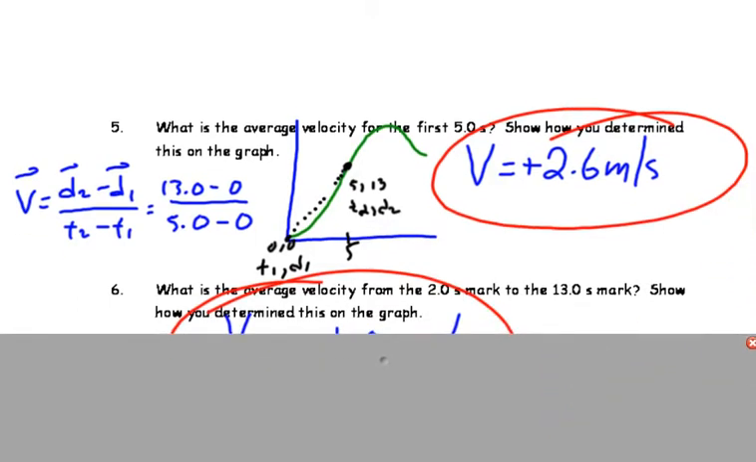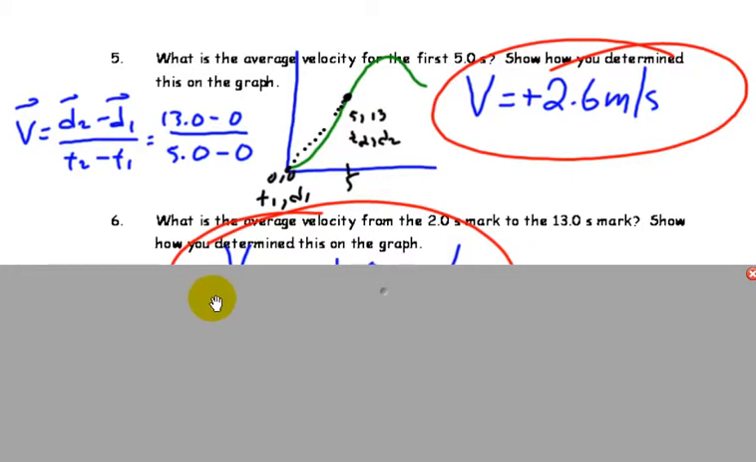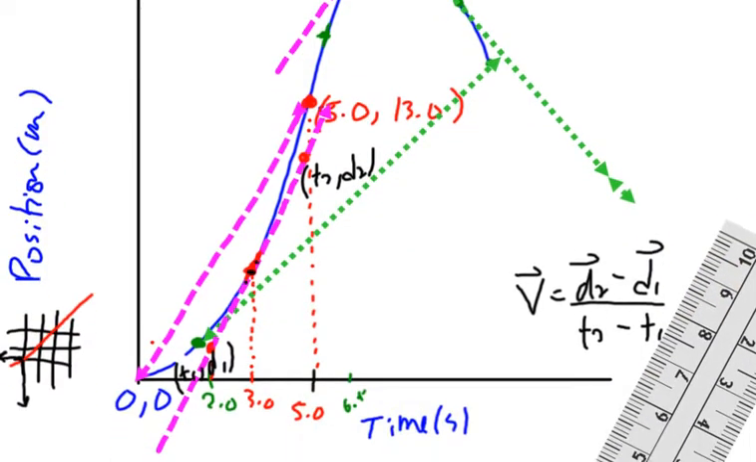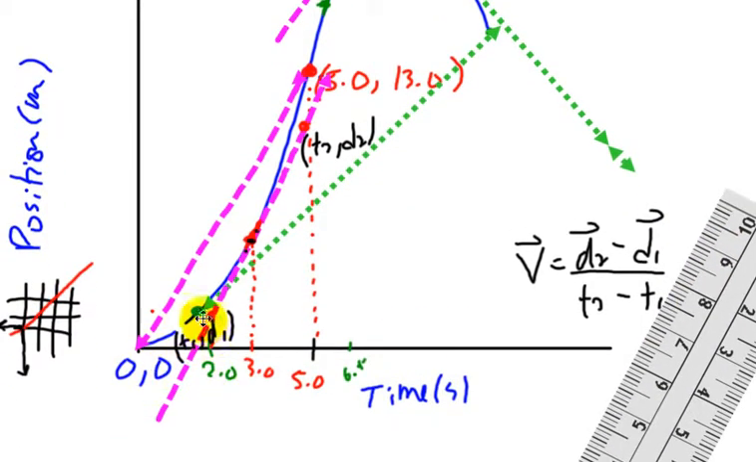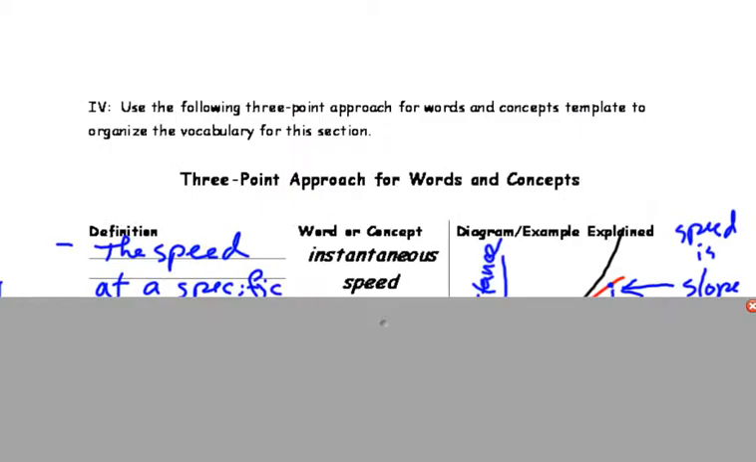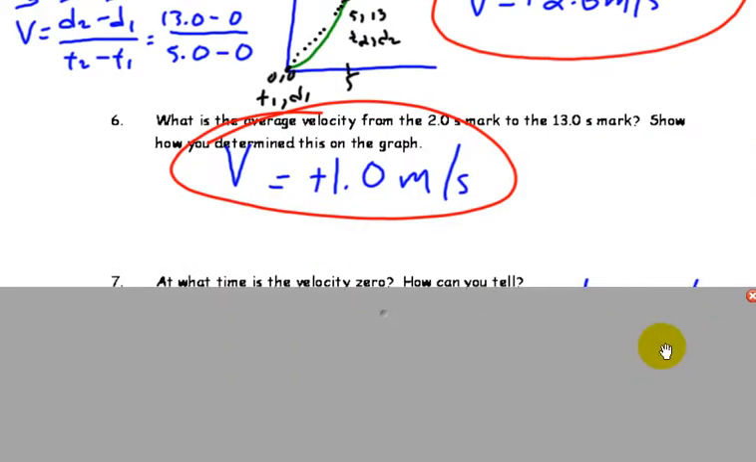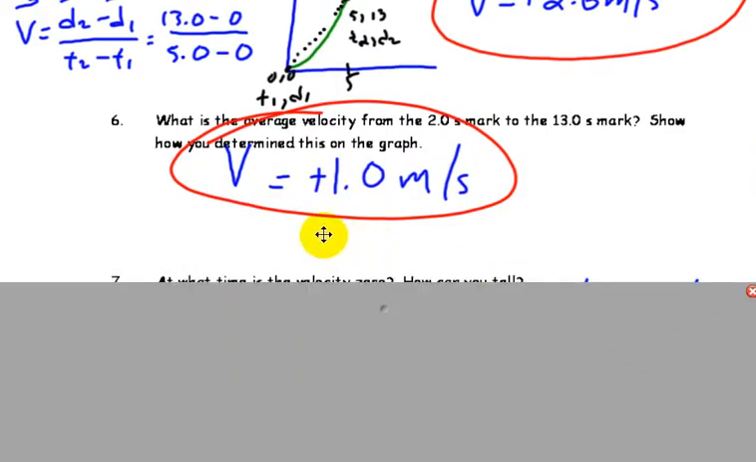Okay? And then lastly here, number 6, what is the average velocity from 2 to 13? So looking there from 2, and then 13 is way over here, I believe. So we're actually figuring out the slope of this green dotted line. So if you look at your graph and get the two measurements there and figure it out, it should work out to be around plus 1 meter per second.